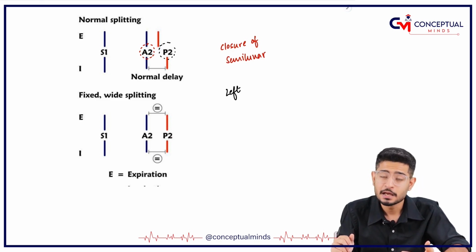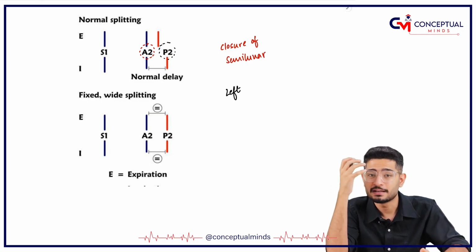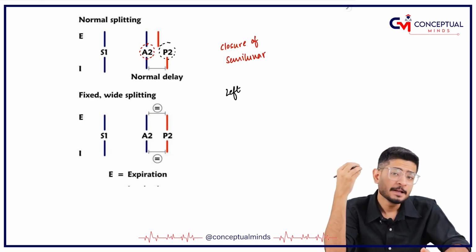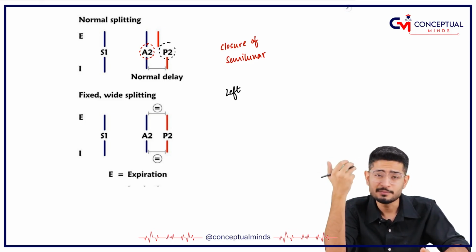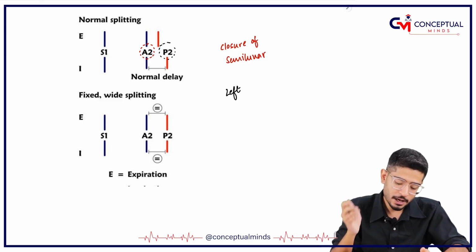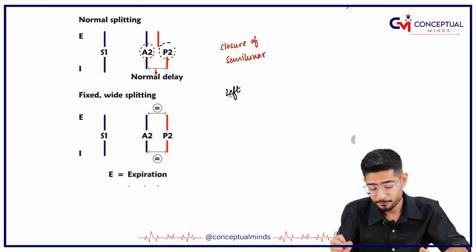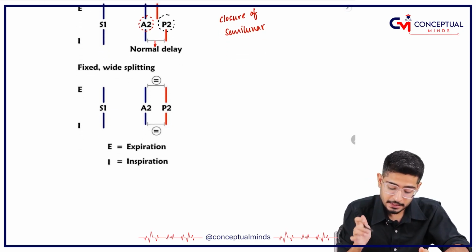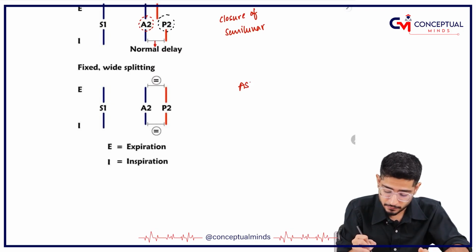Can you understand this? Because the left side musculature is strong, the left side is going to empty very early. That is why A2 is going to be produced early, because the doors are going to close once the blood is out. So A2 and P2 normally have some gap, that is a physiological gap, a normal delay. But what happens in case of your ASD?